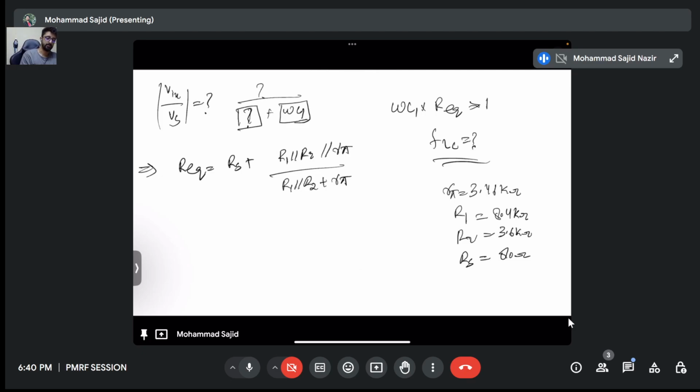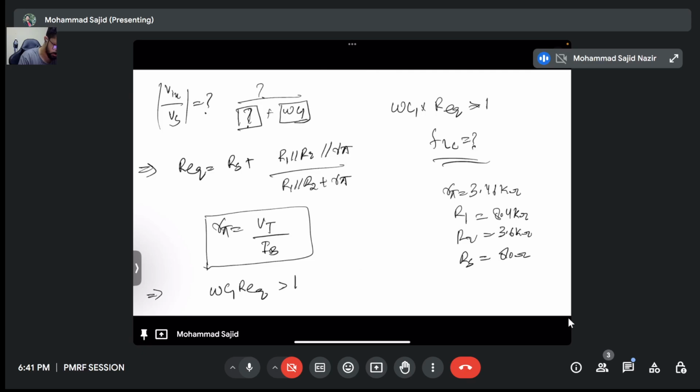For that we need R pi, which is given by VT by IB. You need to remember this formula. We have done this in the previous session. R pi is given by VT by IB. After you find the equivalent resistance, we directly use omega C1 equivalent is greater than 1, which will give you the lower cutoff frequency as 1 divided by 2 pi R equivalent C1. This is a direct way to get the answer.